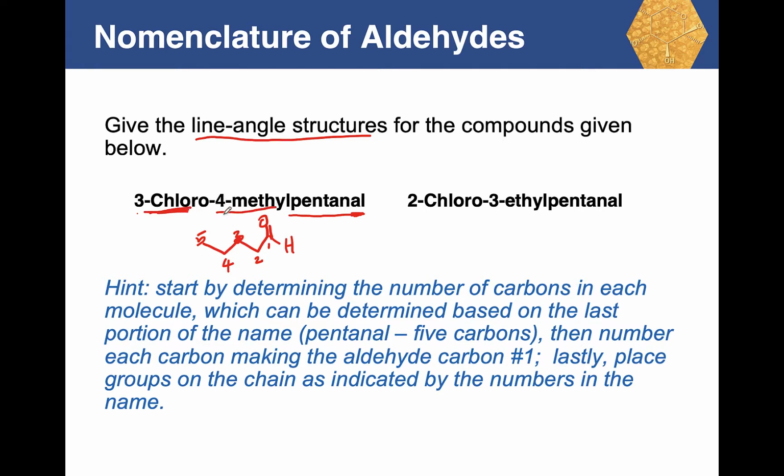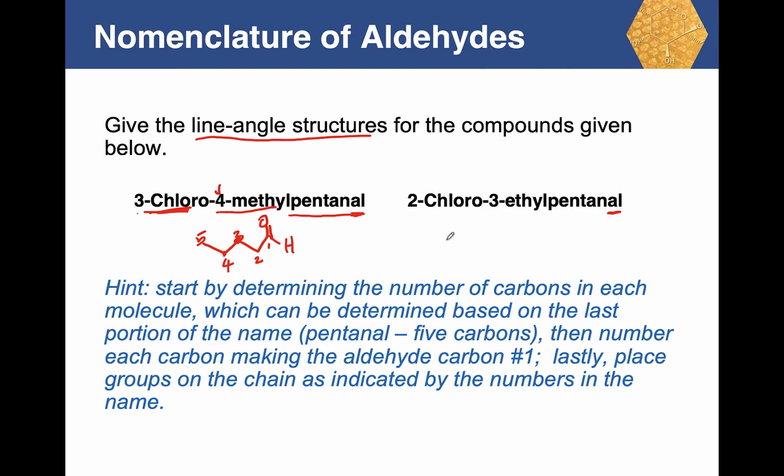4-methyl: on carbon number 4 right here is a methyl group. The answer is on the next slide, so we'll look at that. Here's another example. What is the functional group present in this molecule? Here it is: Al, aldehyde.